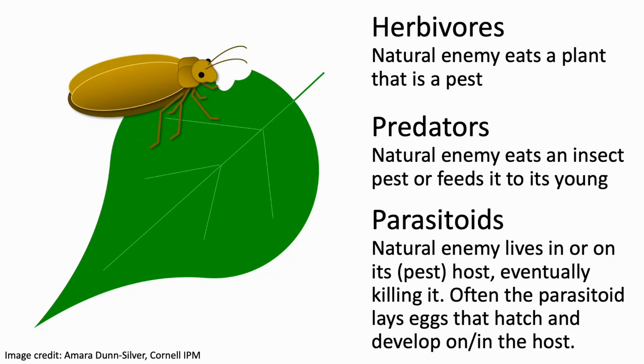In this next picture, I'm showing a brown insect munching on the leaf of a plant. Once again, our options for modes of action are herbivores that eat pest plants, predators that eat insect pests or feed the pest to their young, and parasitoids that live in or on pests, killing them slowly as they grow and develop.